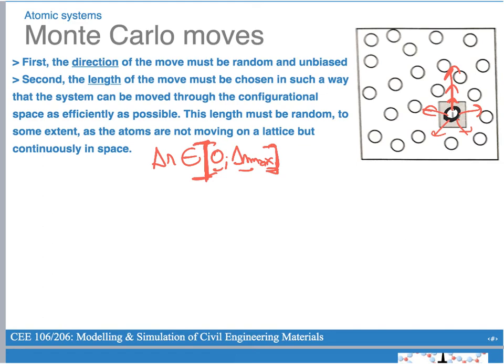On the other hand, you still want to select the displacement randomly, because if you just moved all the atoms by always the same distance, then it would be exactly the same as having the atoms on a grid, where they can only be at a discrete position. So that would introduce some bias that would prevent you from accessing certain configurations. So you still need to select this displacement randomly, but you can just put a lower bound and an upper bound for this displacement.